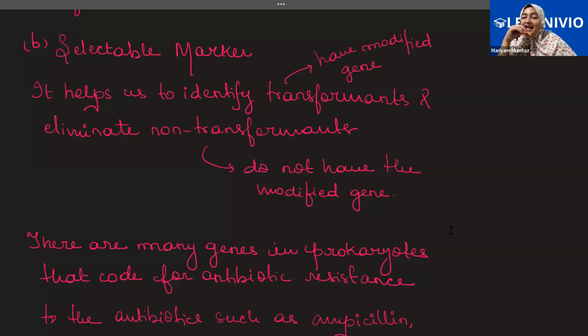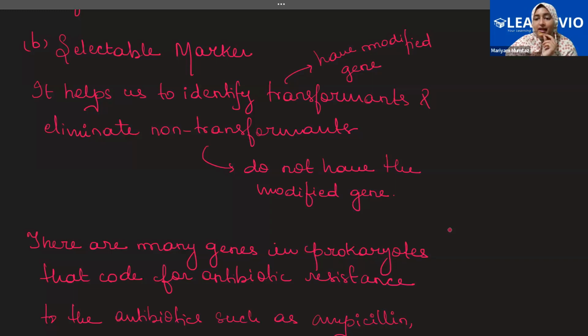Now, how would you tell which one is a recombinant DNA and which one is not? How will you know? How would you distinguish between the ones that have been modified and the ones that have not been modified? There has to be some way to identify, because only those with their genome modified are the ones that are important. The other ones are not, right? So the presence of the selectable marker helps us to do that.